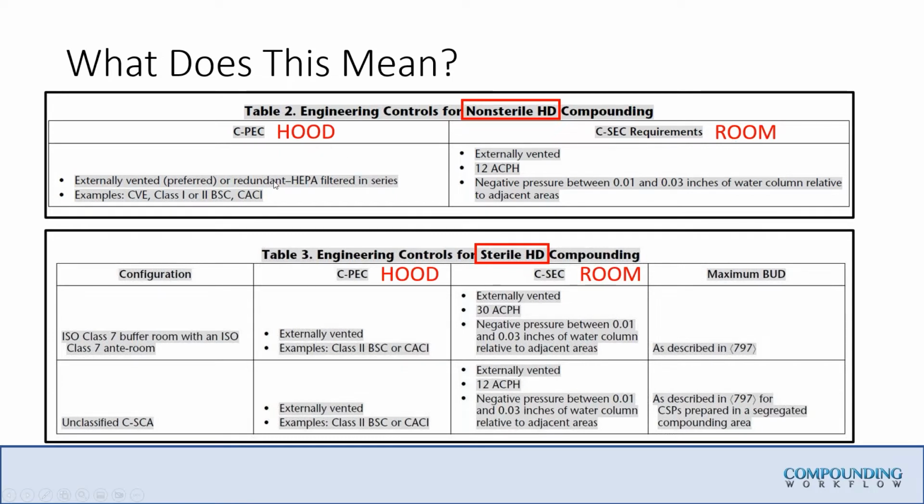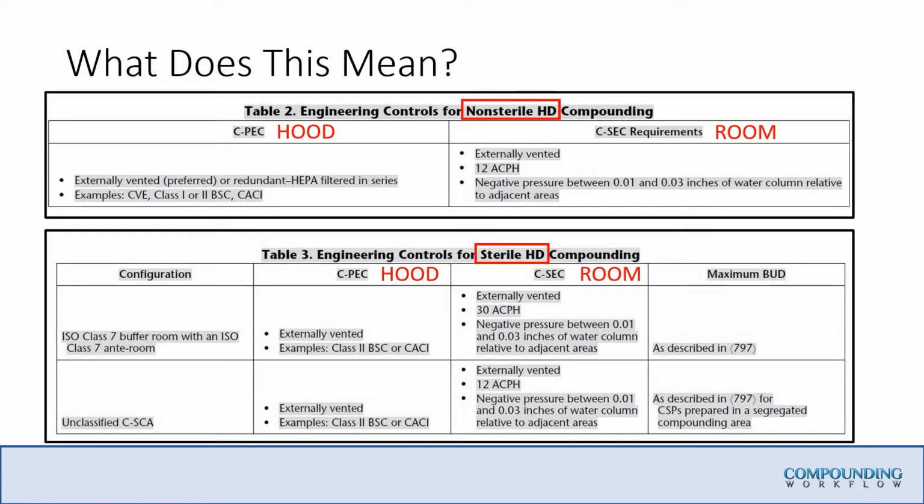So first of all, the hood, we have to externally vent it. That means out of the building, or we have to do redundant HEPA filtered in series. I'm actually going to show you what that means in a future slide. And then I'll even show you what some of these hoods are and how we would connect those to the external exhaust system, and why and when you would want to do that.